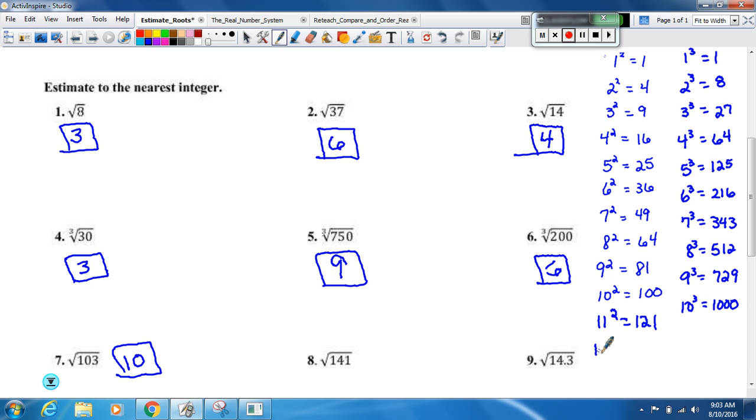141. Keep making your list. 12 times 12 is 144. 141 is between 121 and 144. It's closest to 144. The number in front of the exponent, the 12, is your answer.